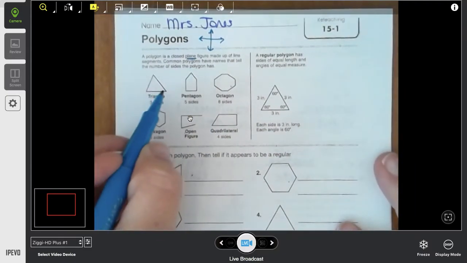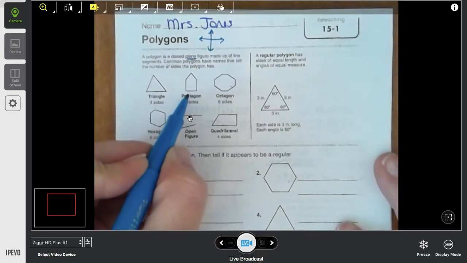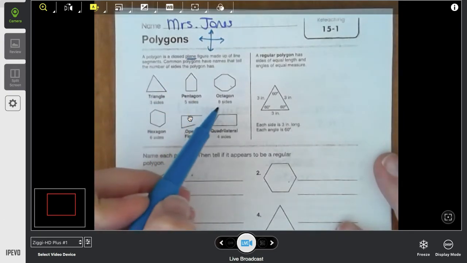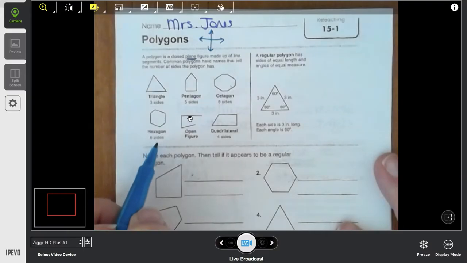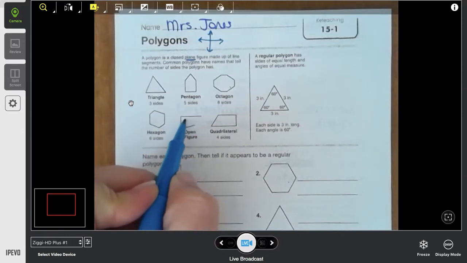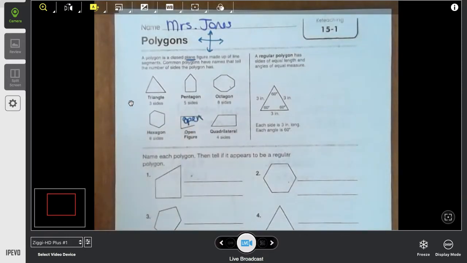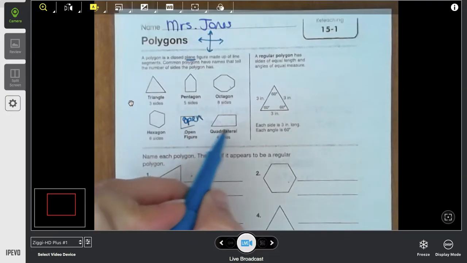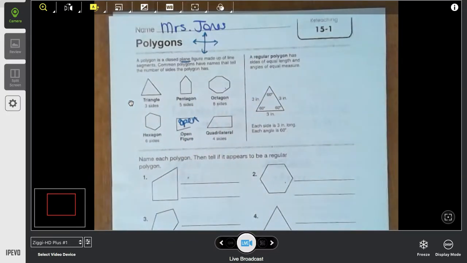So we have a triangle, which is a polygon, three-sided, pentagon, five-sided, octagon, eight-sided, hexagon, six-sided. This is not a polygon. It's not a polygon because it is not closed. This is open, so it's not a polygon. It has to be closed. And then a quadrilateral is here.